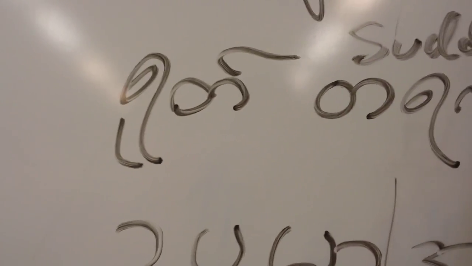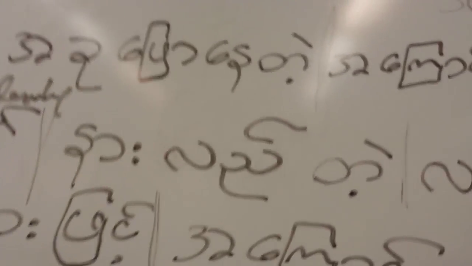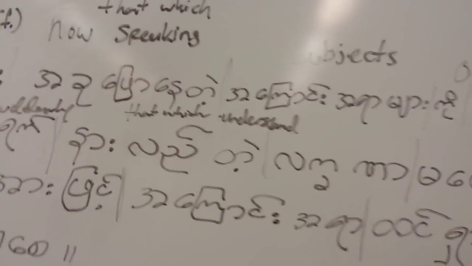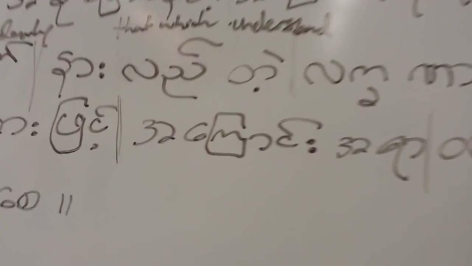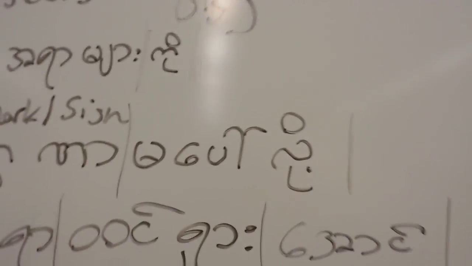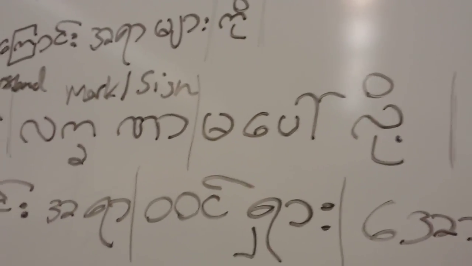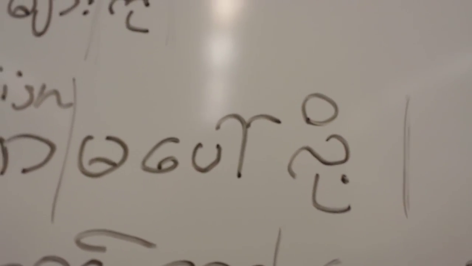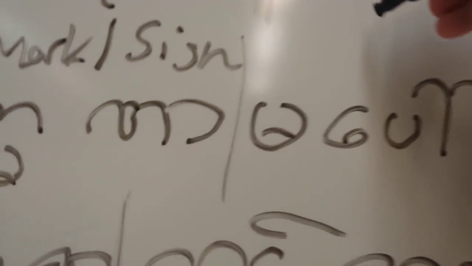Yotiet means suddenly. Nalede, that which understand. This is a very loose translation just to get an idea. Lekana is a mark or a sign. Mabolo. Bo is to arise, or in this case, to appear.